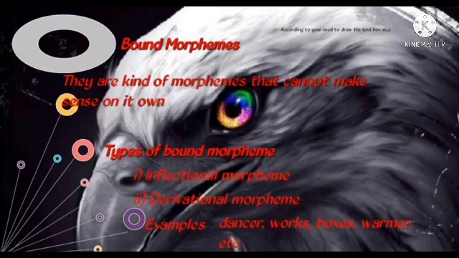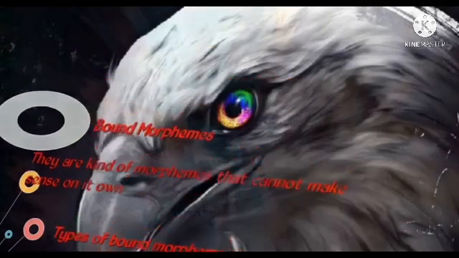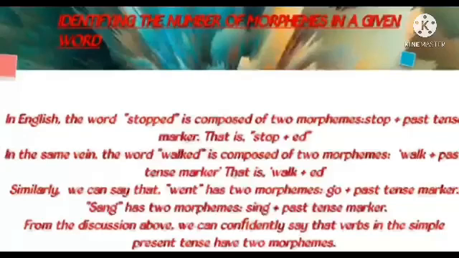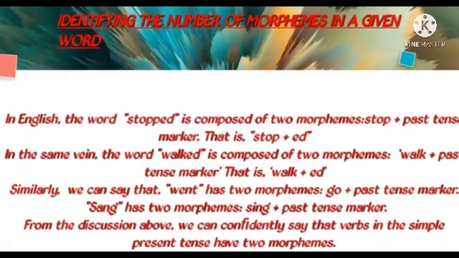Now let's look at examples of bound morpheme. We have dancer, work, boxes, warmer, etc. So these are examples of bound morpheme. Now let's continue with how we can identify the number of morphemes in a given word. How can we identify the number of morphemes in a given word?